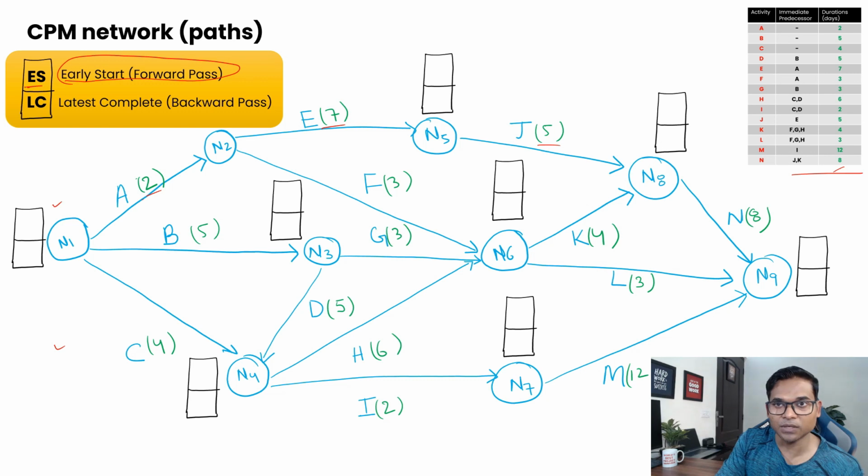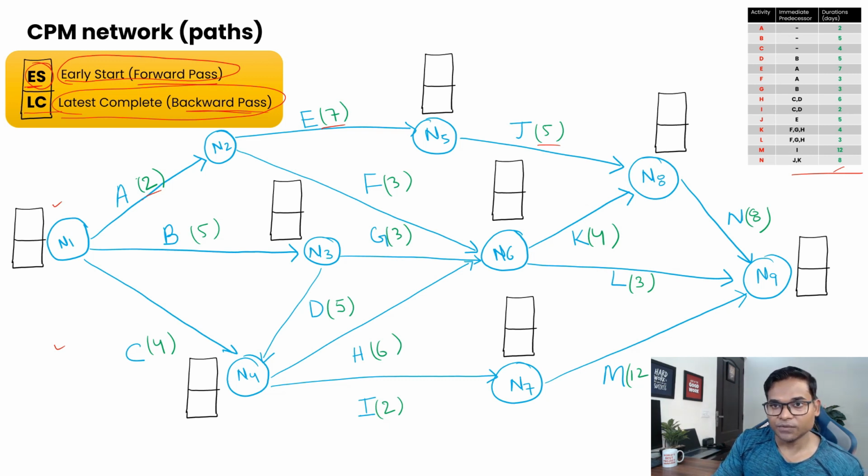I will be calculating your early start, meaning how early an activity can start. And then the next one is your late completion, how late that activity can be completed. The value you calculate through the early start is basically known as the forward pass, and if you calculate with the late completion, that is called your backward pass. First we will calculate the upper half, that is your forward pass, and later we will calculate the late completion, and by using those two pieces of information we will calculate the critical path.